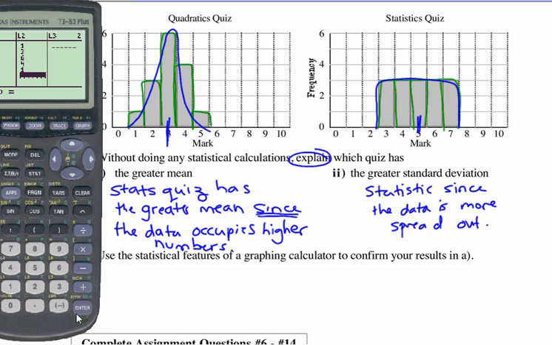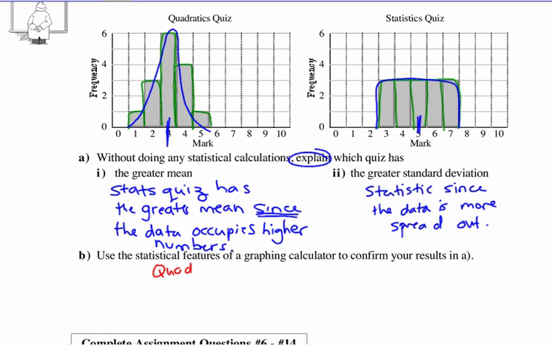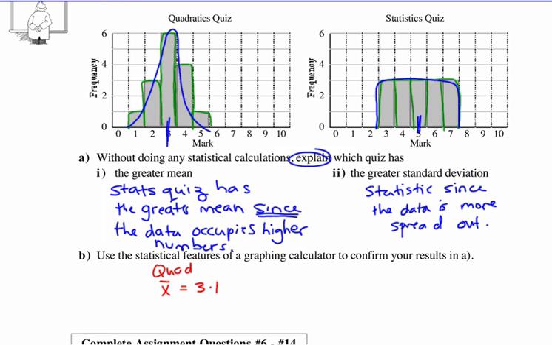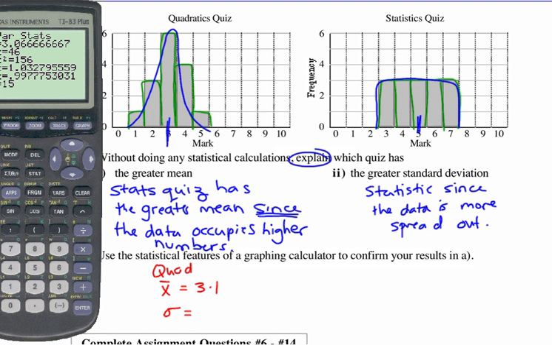Okay, and so let's calculate. Stat, calc, 1. Remember, we have to go L1, comma L2, which is the frequency. And we get the following. Our mean to the nearest tenth is 3.1. And our standard deviation is the bottom one, to the nearest tenth it's 1.0 if we round that.